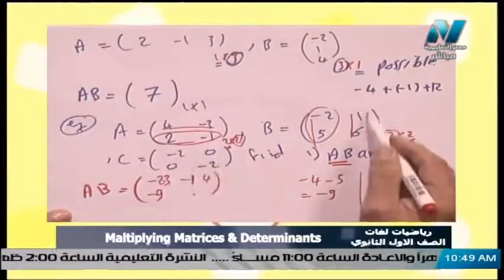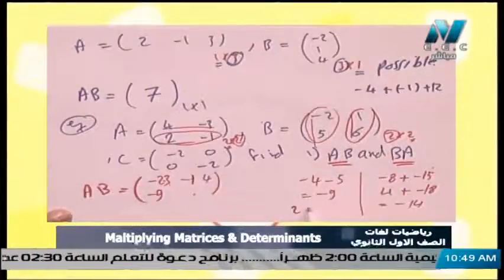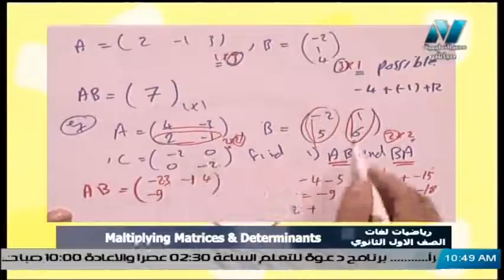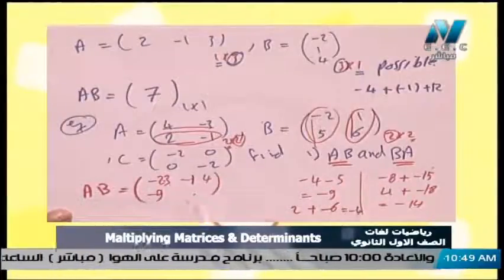And the second row by the first column here, 2 by negative 2 equal negative 4. Negative 1 times 5 equal negative 5. So it will be negative 9. This row multiply the second column. 2 times 1 equals 2, plus negative 1 times 6 equal negative 6. The answer will be negative 4.